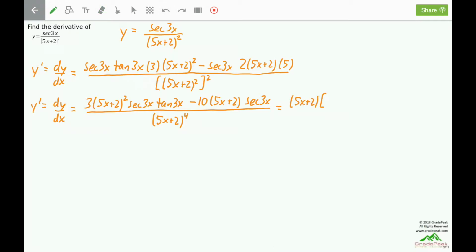And that means we will have 3 times (5x plus 2) times secant of 3x tangent of 3x, and then we will have minus 10 times secant of 3x. All this over the denominator of (5x plus 2) to the 4th. Now that we factored a (5x plus 2) in the numerator, we can cancel that 1 power with one of them in the denominator. That will leave us a 3 power in the denominator. You subtract the exponents.